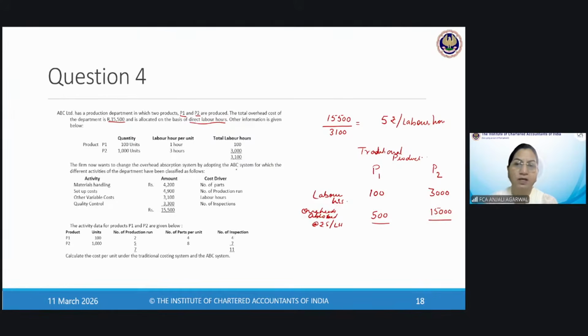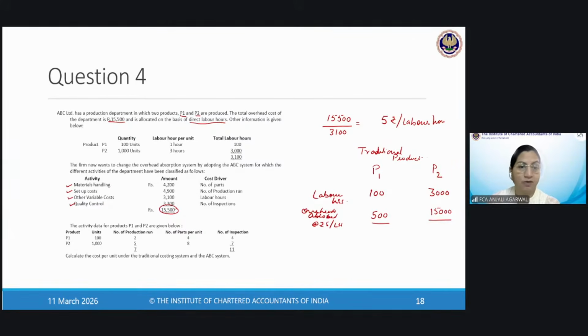Now, how do we apply the ABC system, or more scientific method of absorbing the expenditure? So we see that the entire 15,500 is caused because of four different activities. So these are the four activities on which 15,500 expense was incurred. Sometimes you are handling the material, sometimes you are setting up the production, sometimes there are other variable costs, and sometimes you're also doing quality control. So for that also the cost of overheads is incurred.